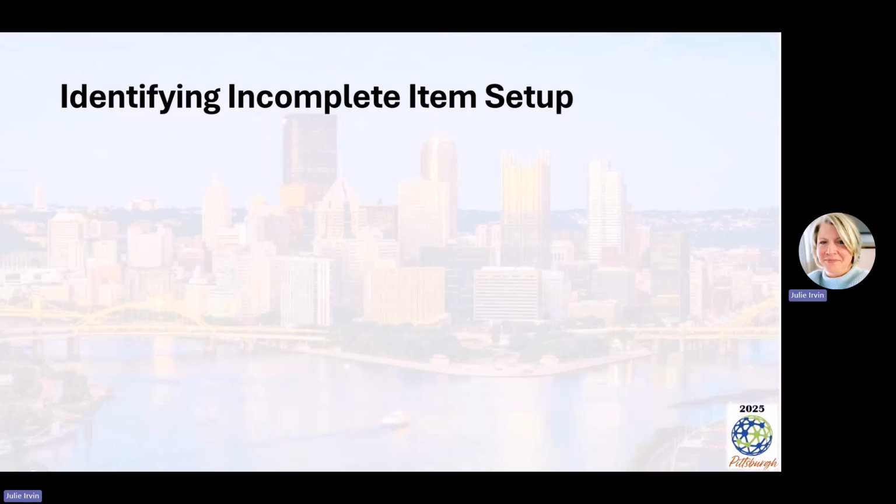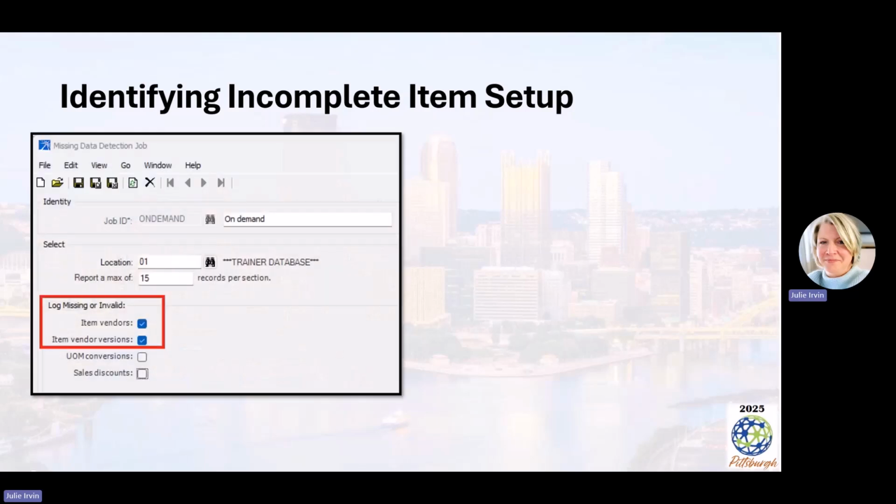So let's switch to our inventory managers for a moment and talk about some valuable things that you can do in the system to identify incomplete item setup. As you know, incomplete item setup can cause a domino effect of problems, especially if you allow sales staff and others to add new items to the system through the quote. How do you keep track of whether they were entered completely?